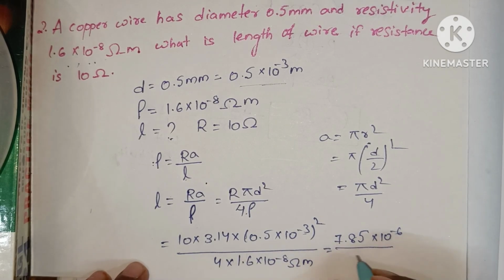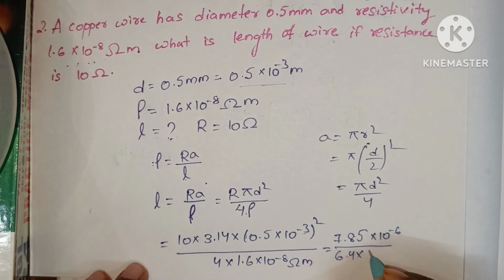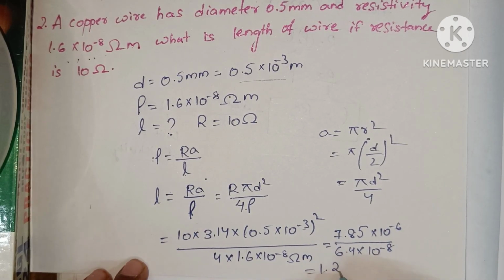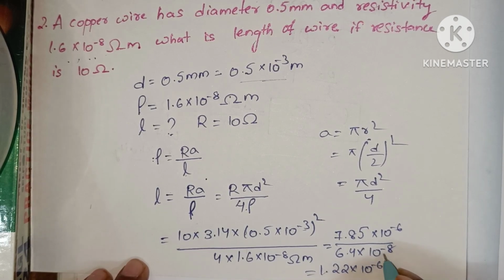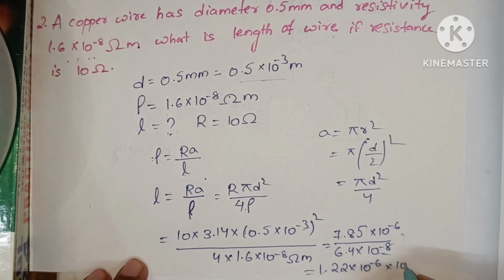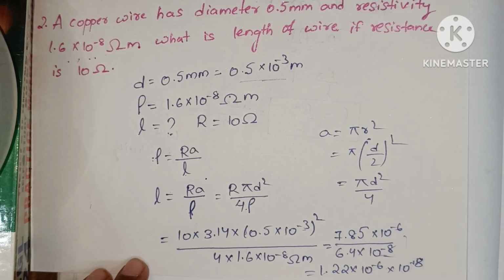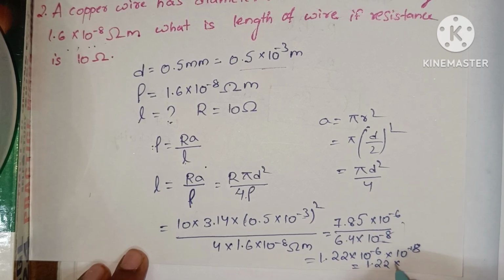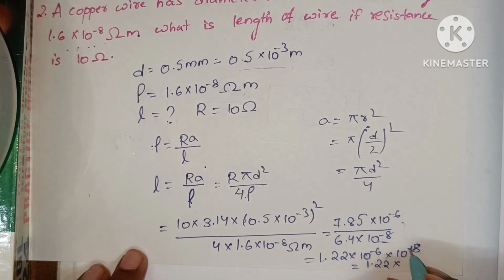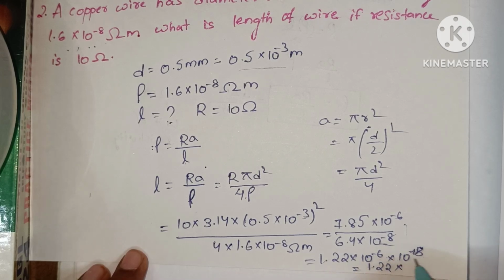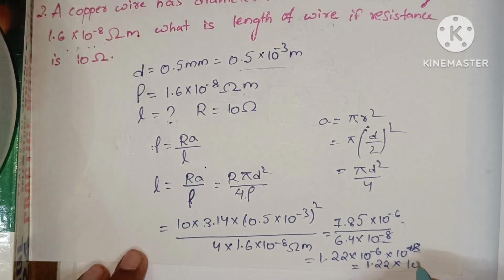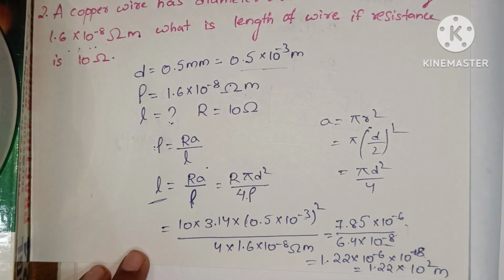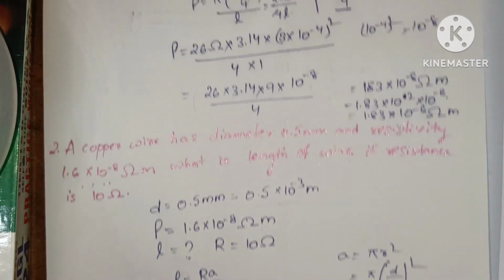By solving this, how much will you get here? 6.4 into 10 power minus 8. So again by solving this, how much will you get? 1.22 into 10 power minus 6. If 10 power minus 8 goes up, how much will you get? 10 power plus 8. Okay. So answer how much here? 1.22 into 10 power minus 6 into 10 power plus 8. If bases are equal, powers should be added. Minus 6 plus 8, how much? 10 square. So 1.22 into 10 square meter, because he asked what value? Length value. Got it? Got it, children?